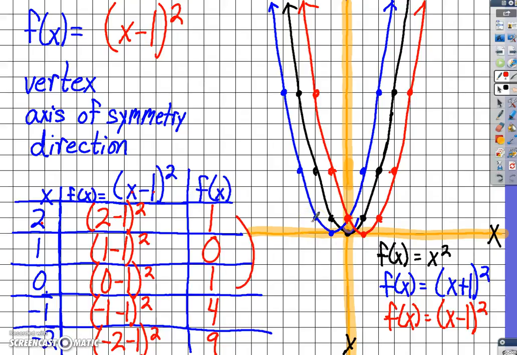Now that we did x minus 1, notice the vertex has shifted 1 to the right from the parent function. So we can look here, and our vertex is now at (1, 0). The axis of symmetry, a line that goes through it, is right over here. It's always an x equals, and it's x equals 1. The direction didn't change; it still opens up, and we still have a minimum value. So as we look at these, we can see that it has shifted over.